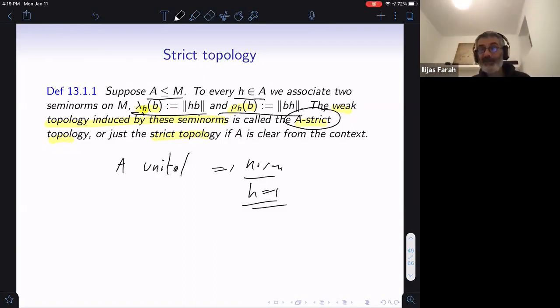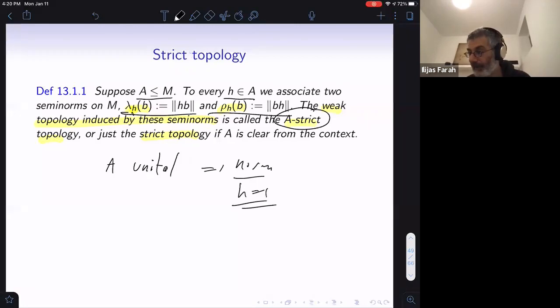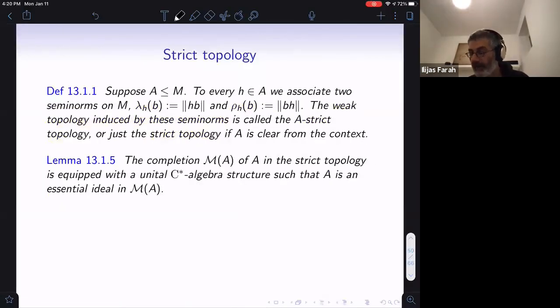So at this point, I guess you see what point I'm driving at. You give me a non-unital C*-algebra. I look at this family of all semi-norms induced by elements of A on the left and on the right, and I take its completion. And I want to look at that algebra. So, here is a lemma. The completion M of A in this strict topology is actually a C*-algebra. It has a structure of a unital C*-algebra. And moreover, A is an essential ideal in M of A.